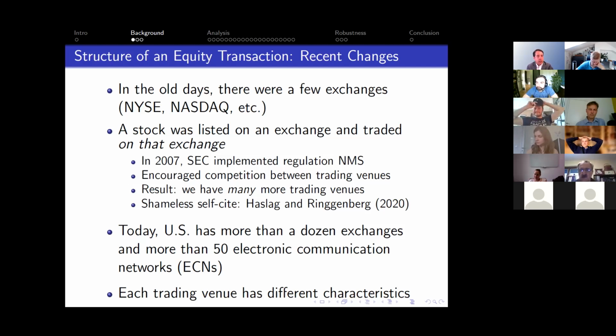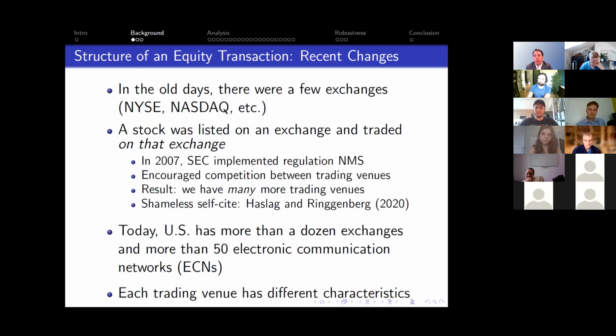But today, the US has more than a dozen exchanges and more than 50 electronic communication networks. So there's all sorts of different ways and places you can trade. And a huge portion, if not the majority of it, is electronic, right? So there are very few human beings, like think of that picture of the floor traders, who are still involved with this. And the other interesting thing that makes it difficult to examine floor trading on the NYSE is that all of these different trading venues, in a sense, have different characteristics.